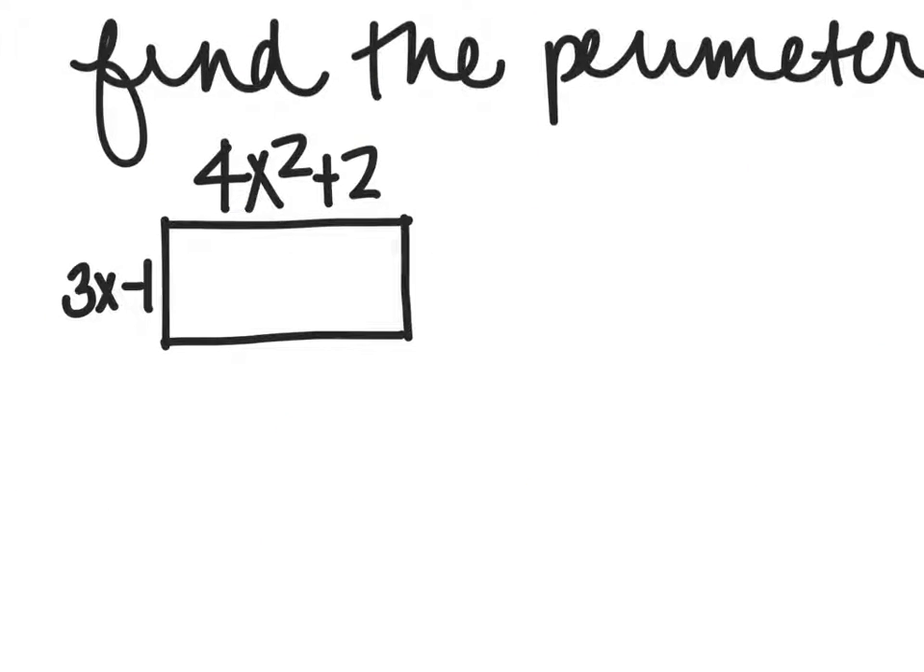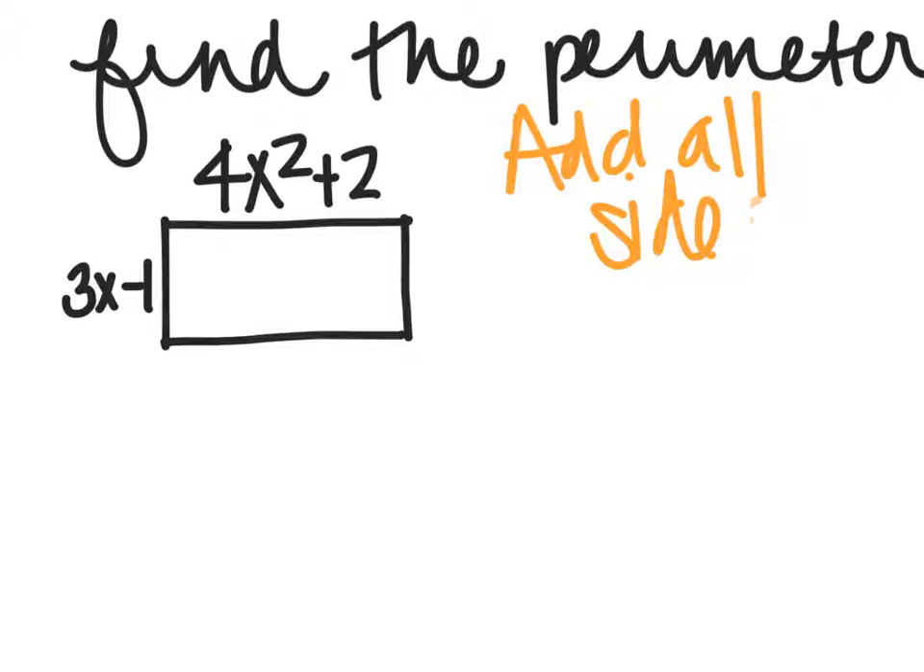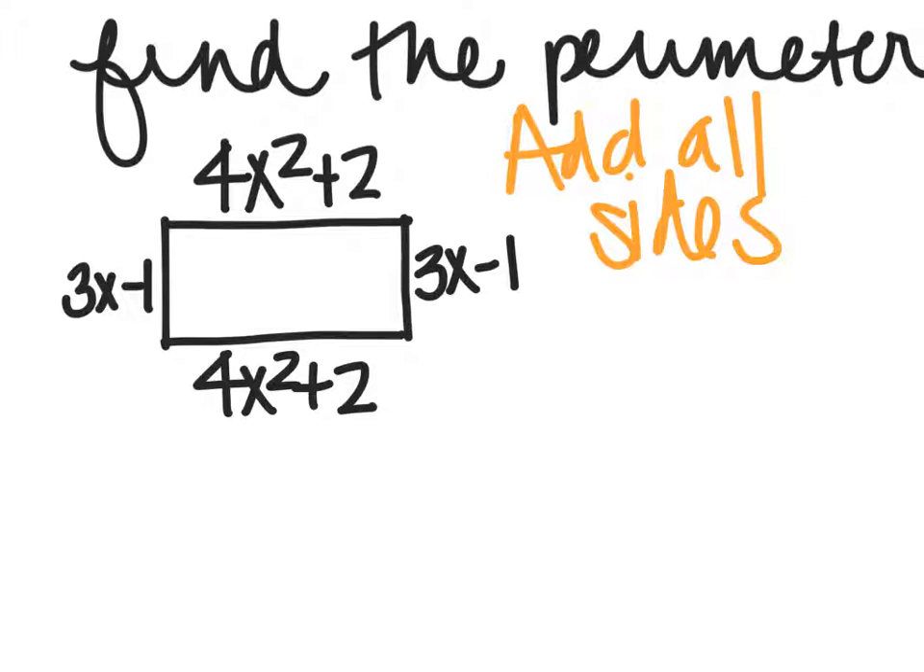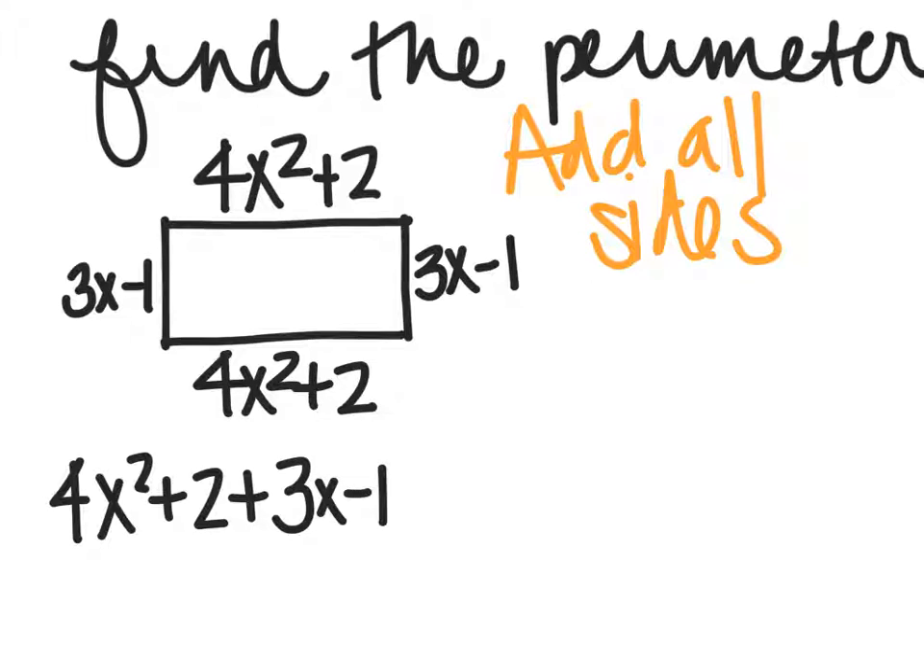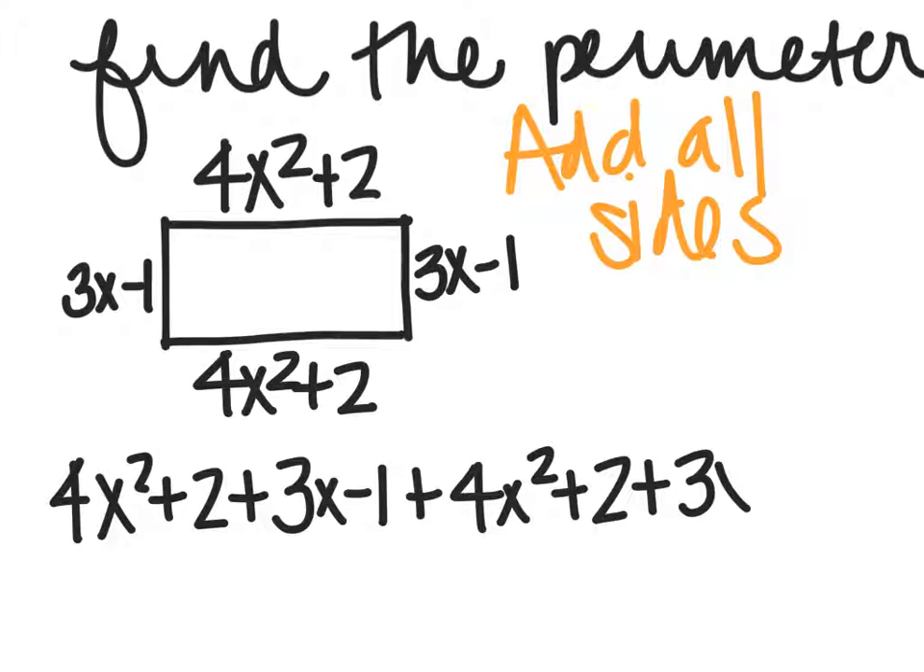And for my final problem, we're going to find the perimeter of the rectangle. To find the perimeter, you need to remember that you add all the sides. That's how you find perimeter, is you add all sides. Well, I know what two of them are, so I'm going to go ahead and fill in the other two, because if the top side is 4x squared plus 2, then this bottom side is also 4x squared plus 2. And if my left side is 3x minus 1, my right side is also 3x minus 1. So I'm supposed to add all of these, so I'm going to write that all out. 4x squared plus 2 plus 3x minus 1 plus 4x squared plus 2 plus 3x minus 1.